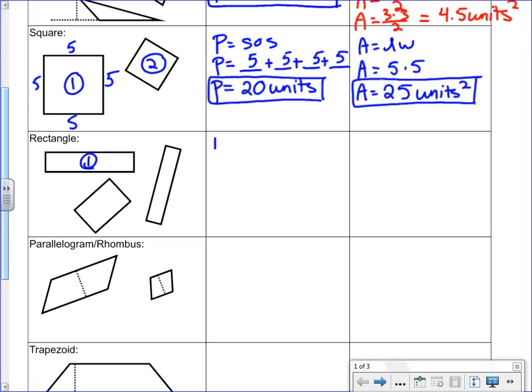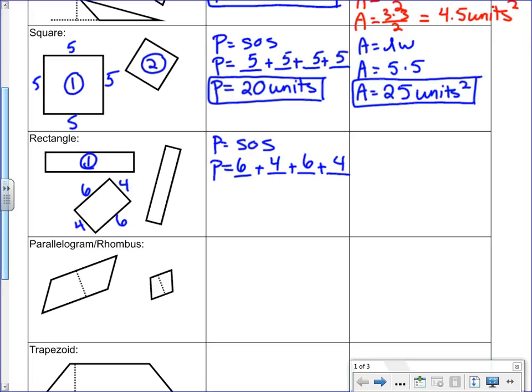So again, P is equal to sum of sides. And again, I have 4 sides. 1, 2, 3, 4. So I'm going to make up some measurements here. I'm going to call this 6, and I'm going to call this 4. So I'm just filling in my blanks with my numbers. So I have 6 and 4. And again, if I have 6 and 4 on one side of my rectangle, the other side is going to be 6, and then that's going to be 4 on the other side of that.